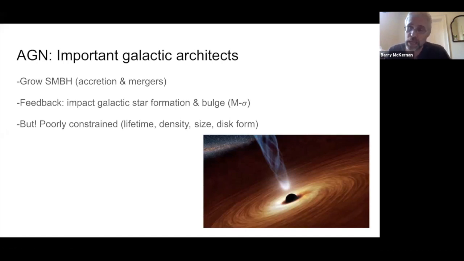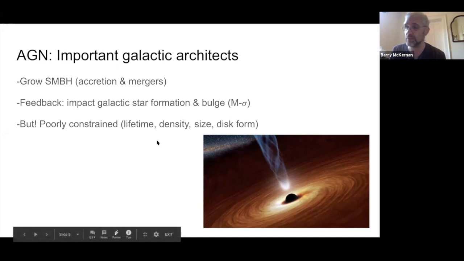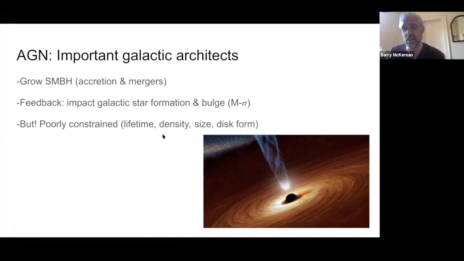So even though we have electromagnetic observations across many wave bands, the basic properties of these systems are not particularly well constrained. So lifetime spans maybe 3 orders of magnitude you can play with. Gas density, more than 3 orders of magnitude. Size, the disk could be fairly small, it could be larger. Even the form of the disk, like the accretion structure that develops around the supermassive black hole, these are all pretty uncertain.